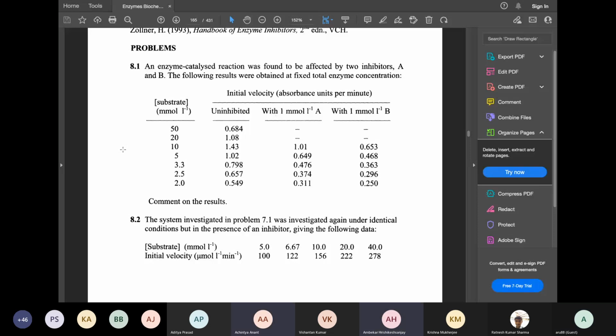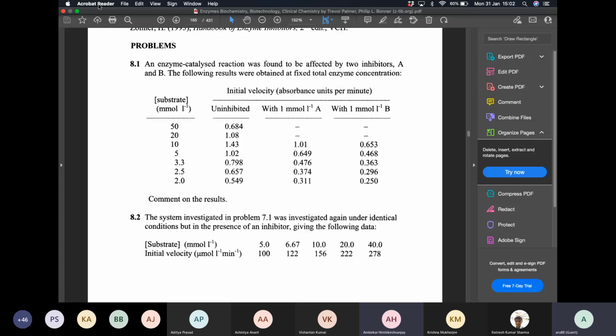And sir, this is a concentration. 0.684 is the concentration of the inhibitor? What is this 0.684? This is the velocity of the reaction. Okay. Right. So you can see it is written initial velocity, absorption per minute. So this is the initial velocity, and this has been determined using a spectrophotometric method. That's why this is absorption units per minute.